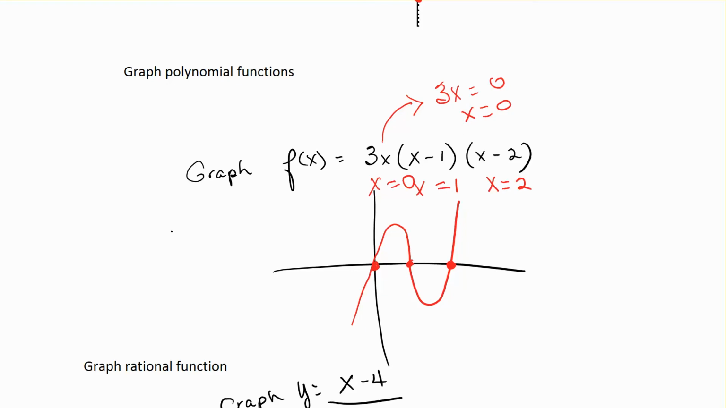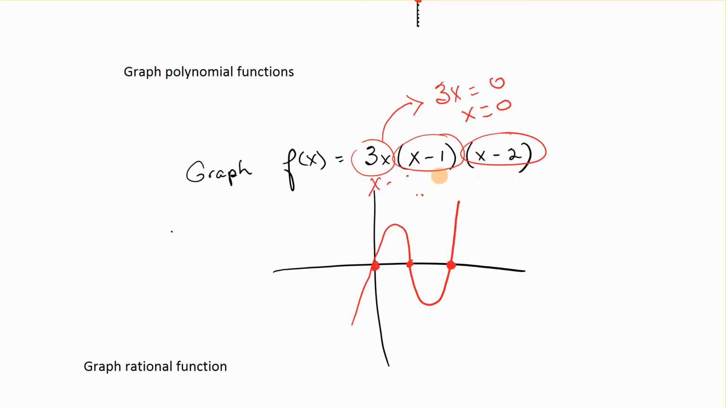This one is graphing a polynomial function, and if you have to do something like this or match something, you need to note that these are the x-intercepts. That means here's a factor, here's a factor, here's a factor. If we set each one equal to 0, we get x is 0, x is 1, and x is 2.